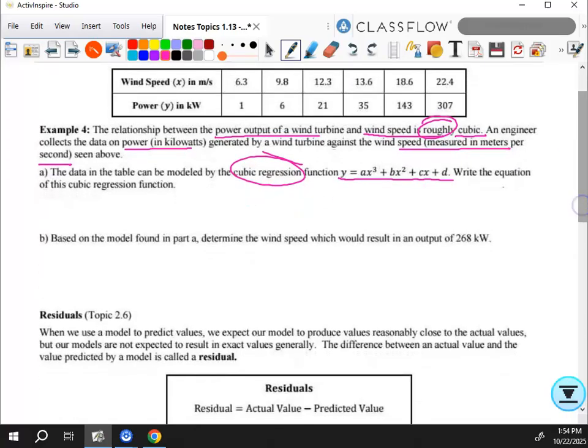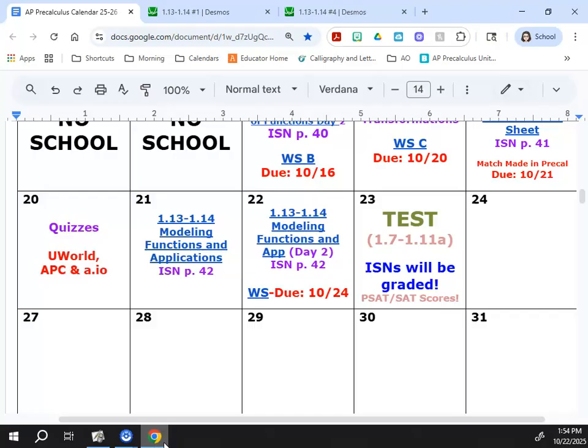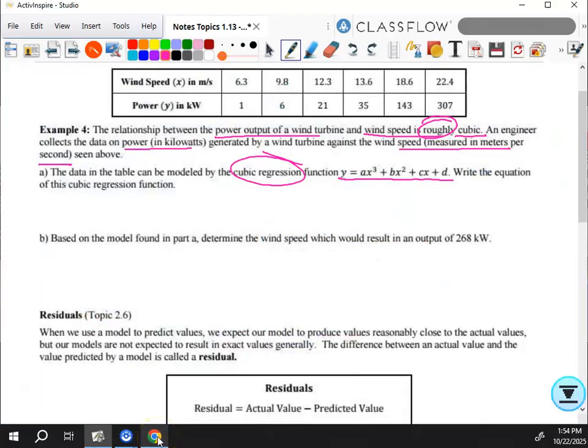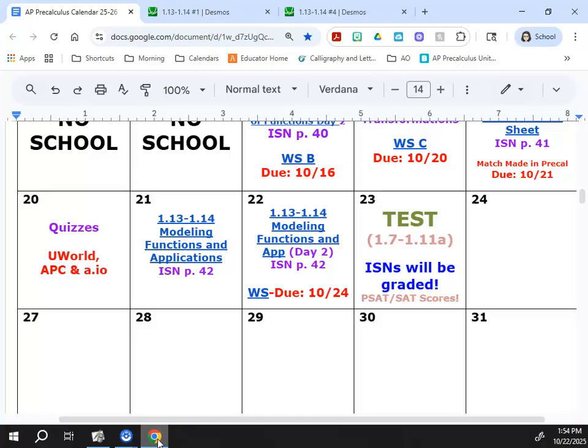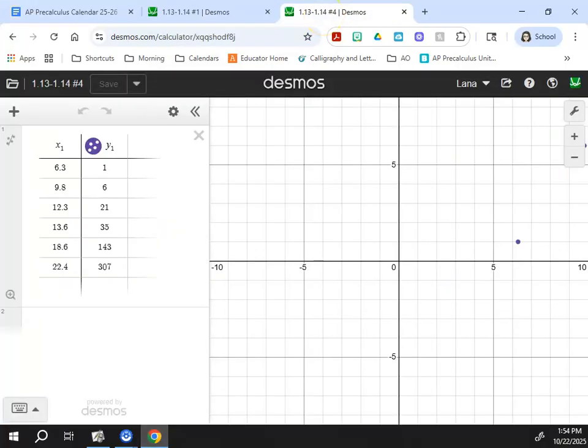All right, so go to your Desmos, add your table, and type in that data. I'm going to cheat because it takes me forever up here.